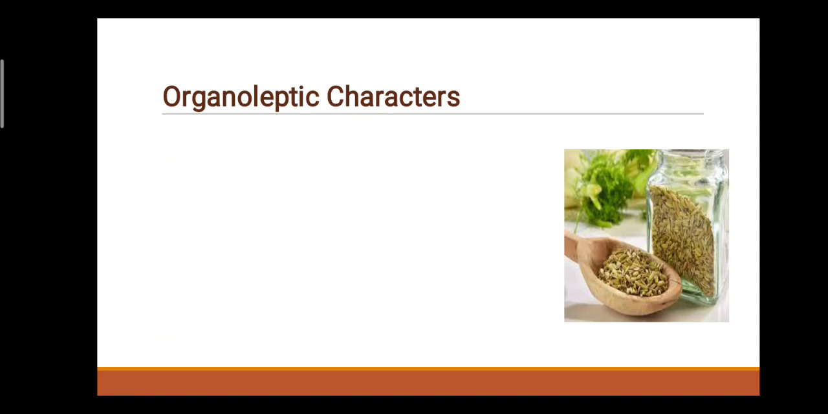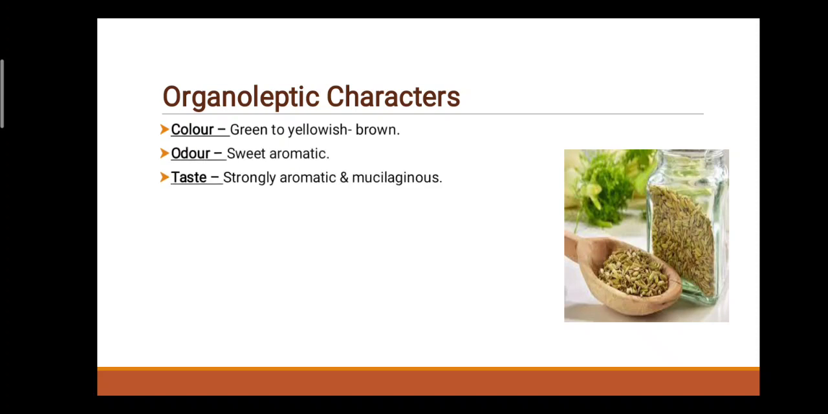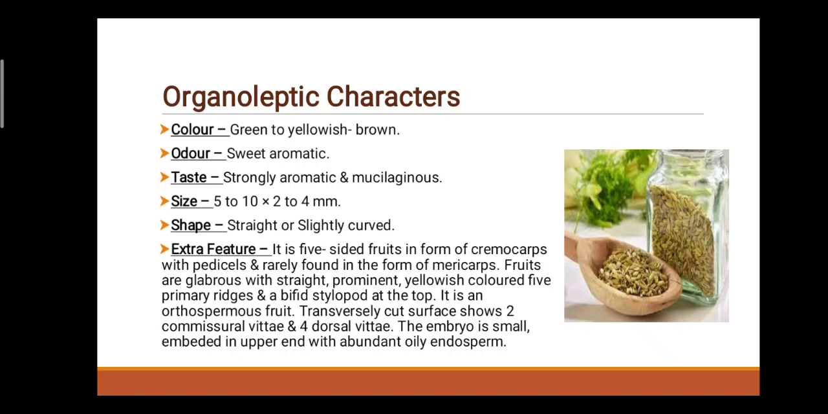Next point, organoleptic characters. Color: green to yellowish brown. Odor: sweet aromatic. Taste: strongly aromatic and mucilaginous. Size: 5 to 10 by 2 to 4 mm. Shape: straight and slightly curved.